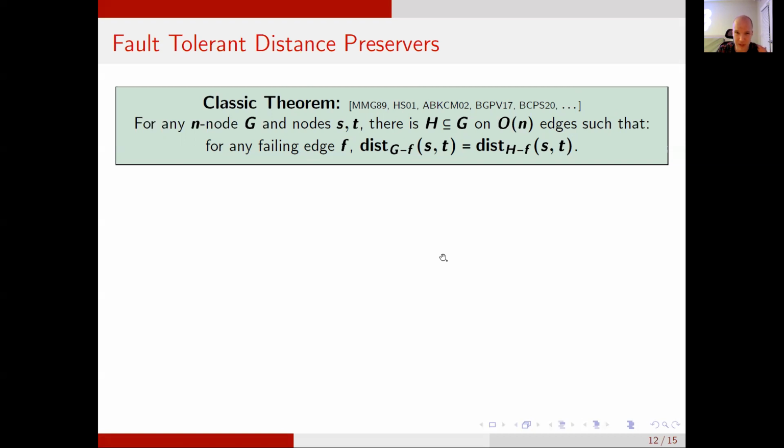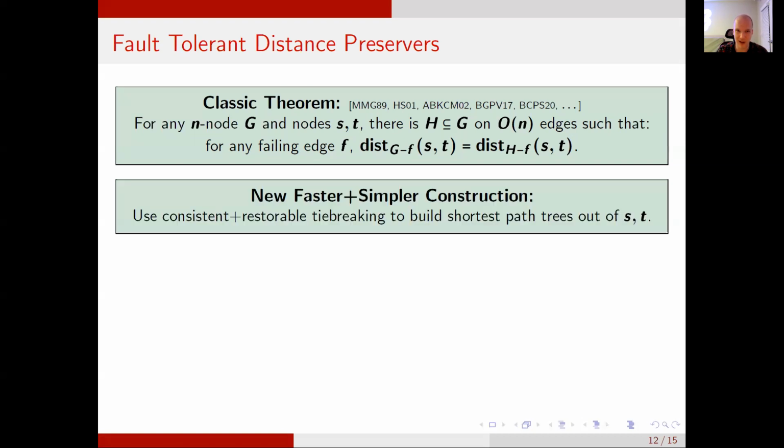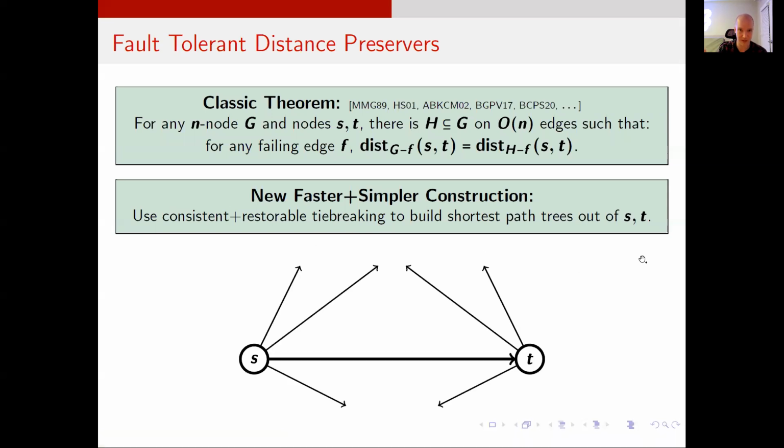What we have as almost an immediate application is really what I think is a very nice, simple, fast construction for this. I think it has some nice advantages over some of the other approaches. Our entire construction of this subgraph H that I'm describing is we just take our consistent restorable tie-breaking, build a shortest path tree out of S, build a shortest path tree out of T, put those together, that's your subgraph, and that's all, you're done. Just two shortest path trees and you go home. So this is a very fast, simple construction. The proof of correctness is also pretty easy, it turns out.